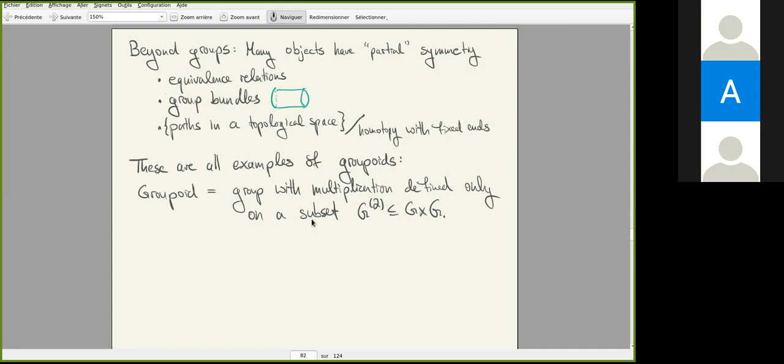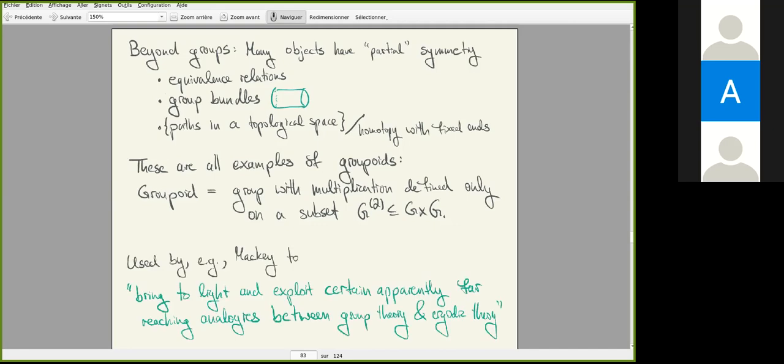And just to convey to you that this is not a completely absurd thing to do. Groupoids are actually routinely used, for example, in algebraic topology or in non-commutative geometry, and also in the theory of C-star algebras. And actually, they have already also been used by, for example, Mackey in ergodic theory to, quote, bring to light and exploit certain apparently far-reaching analogies between group theory and ergodic theory. So this is by far not the first case that someone tries to use groupoids in dynamical systems or in some other area.